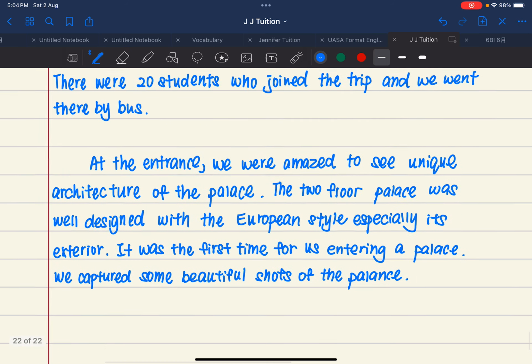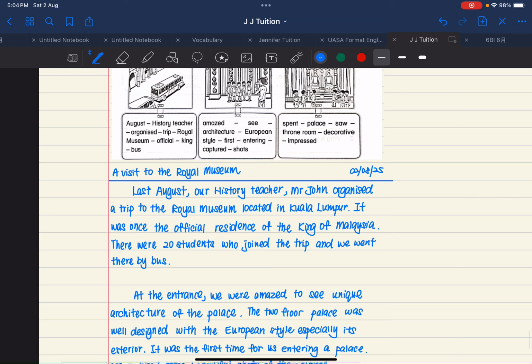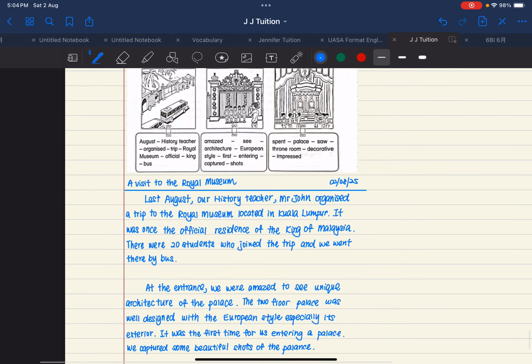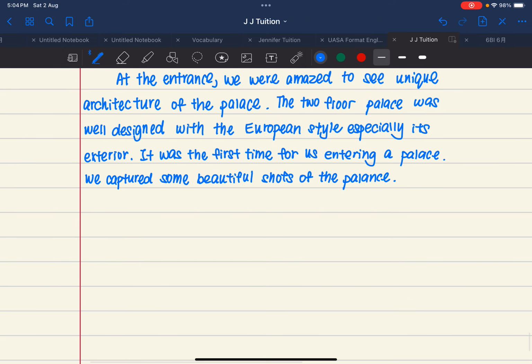Okay, next one, our third paragraph, which has spend, palace, saw, throne room, decorative, impress. Okay, so next we can write down how many hours, the duration of your visit. Maybe you spent about 3 hours touring the palace. Okay, so we can write down the next paragraph. We spent about 3 hours touring the palace.